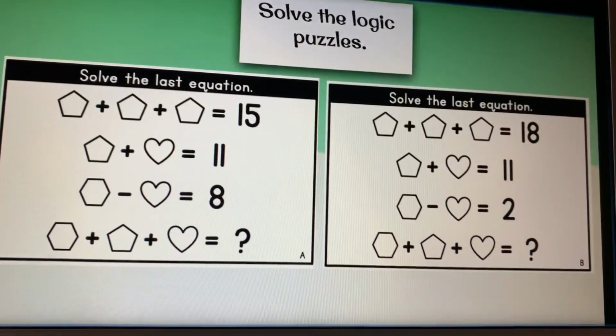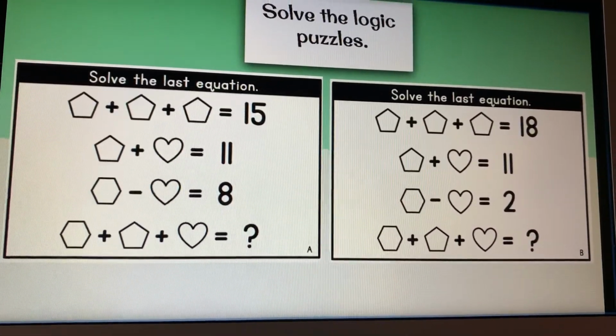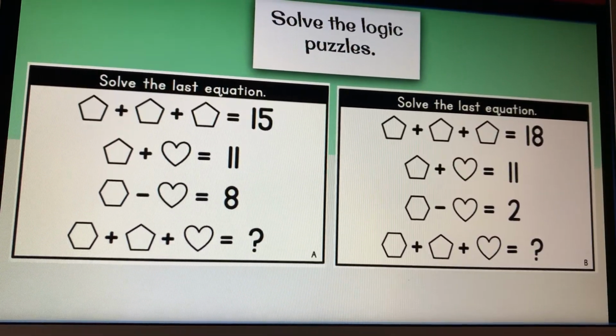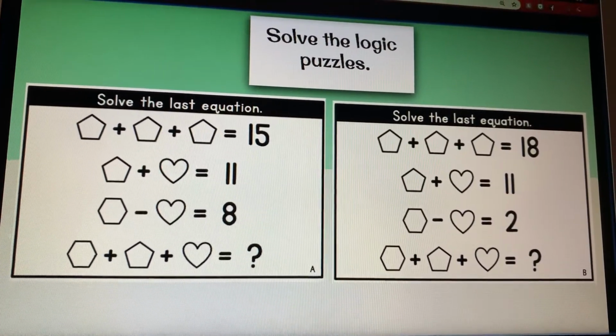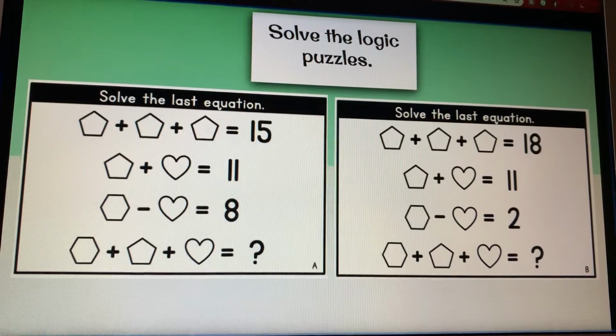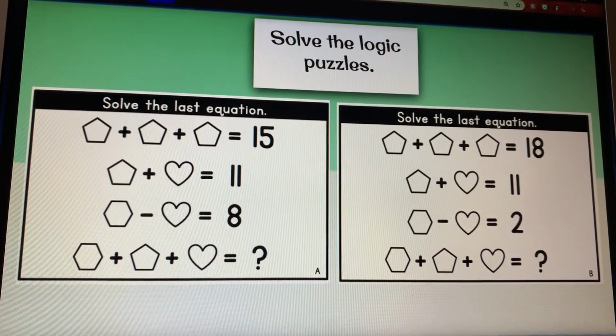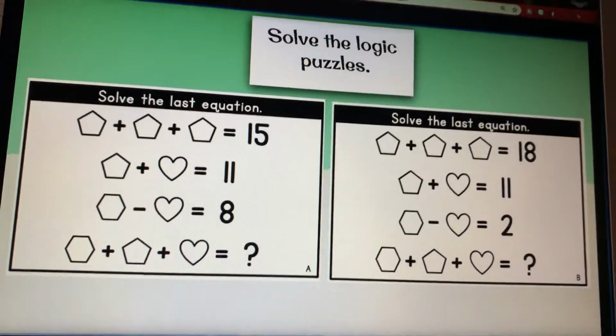So this one could also be done if you don't want to draw the shapes. You could use letters like A plus A plus A equals 15, A plus B equals 11, C minus B equals 8, and then C plus A plus B equals what?